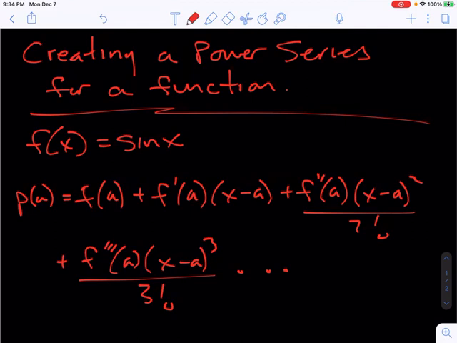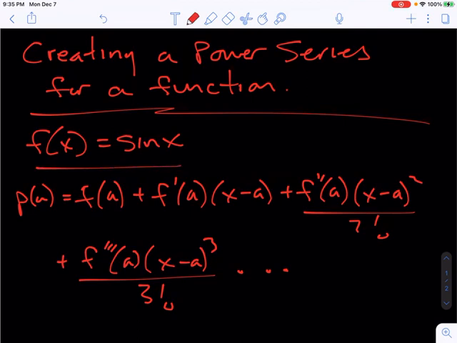Now, if a happens to be 0, then it is a special type of Taylor polynomial called a Maclaurin polynomial. And from that polynomial, we can create a Taylor or Maclaurin series. So let's demonstrate how we would do that for the function sine of x.